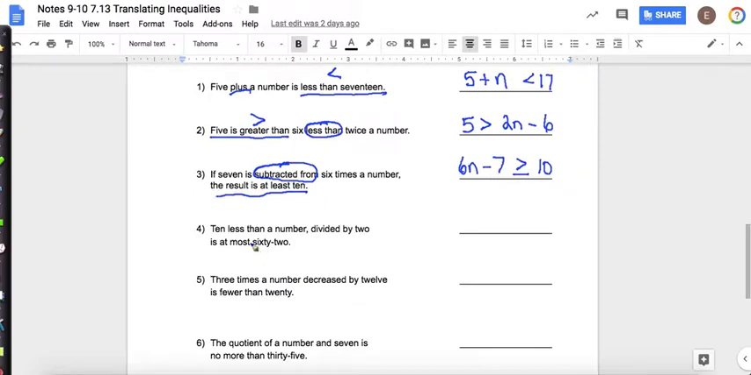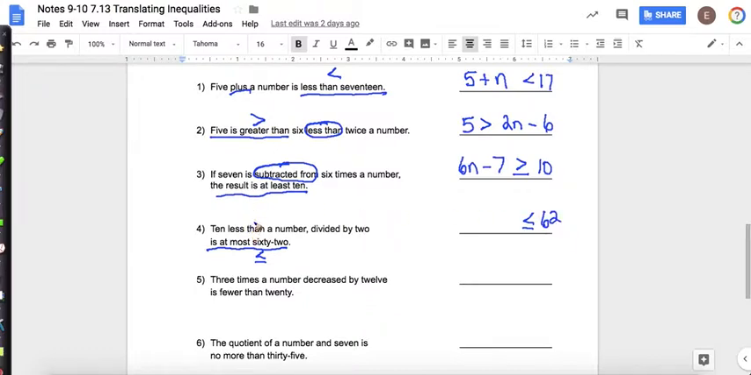Number 4. 10 less than a number divided by 2 is at most 62. So there's my inequality. And I know this 10 less than comes at the beginning, but because at most comes at the end, that's going to tell me what to do here. So it says at most 62. That means less than or equal to. So we're going to use the less than or equal to symbol and write 62.